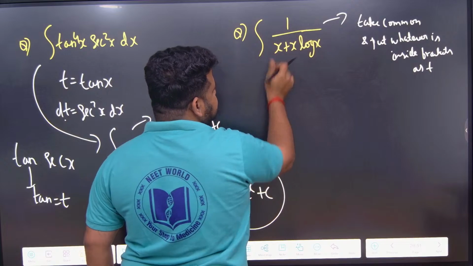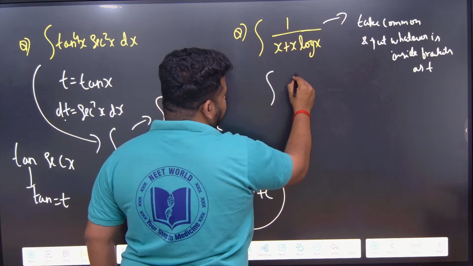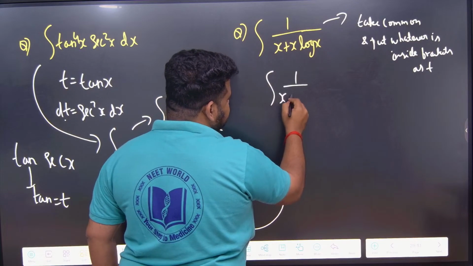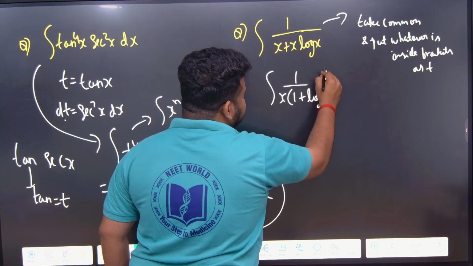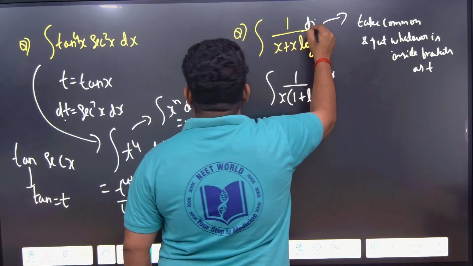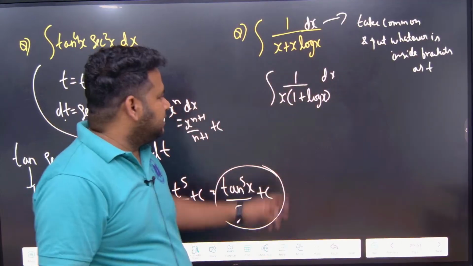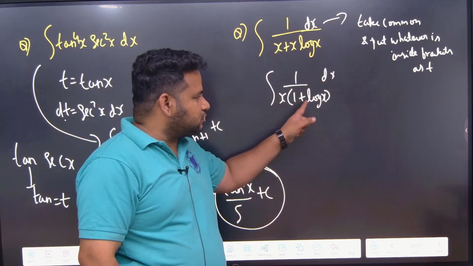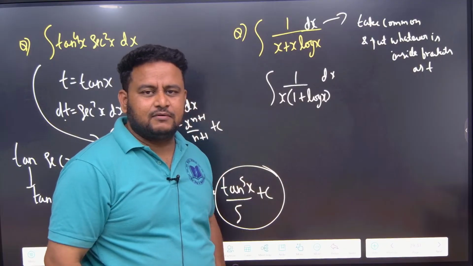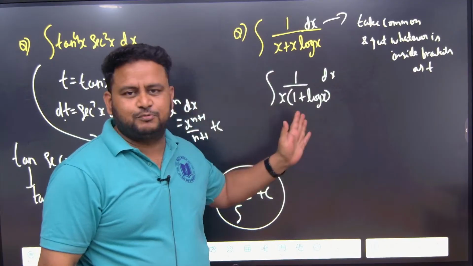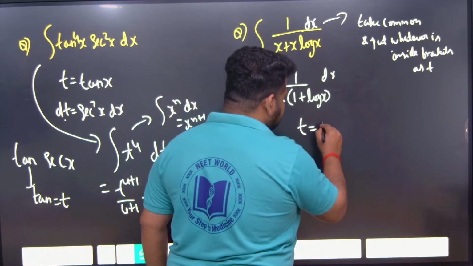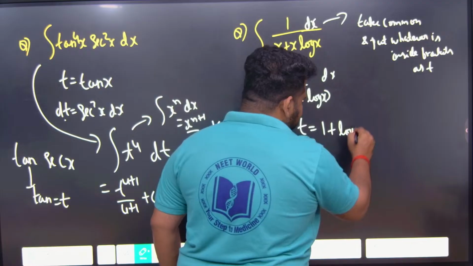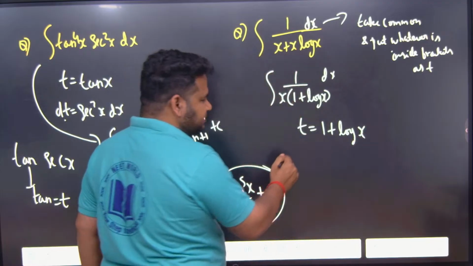So if I take common, what is common here? x and x. Here x is common. I can take x outside: integral of 1 by x into 1 plus log x dx. Here dx should come. Now what is within the bracket? 1 plus log x. Simply put t is equal to 1 plus log x.